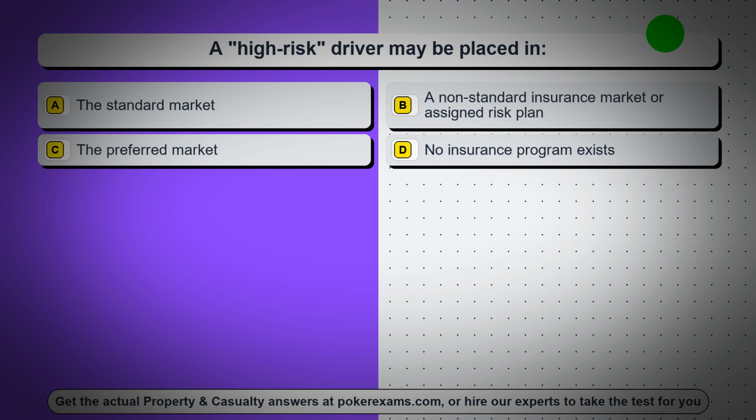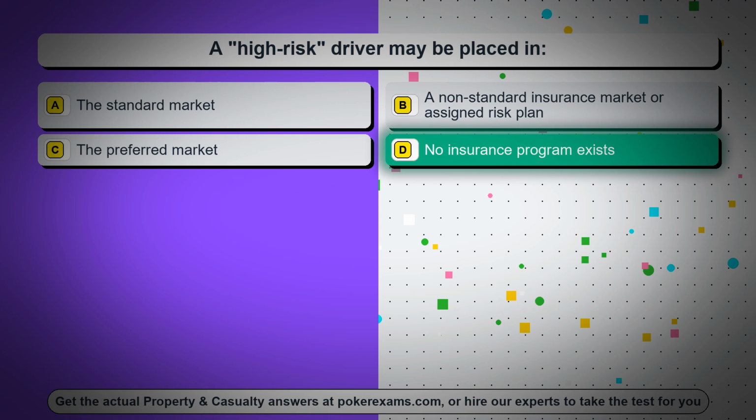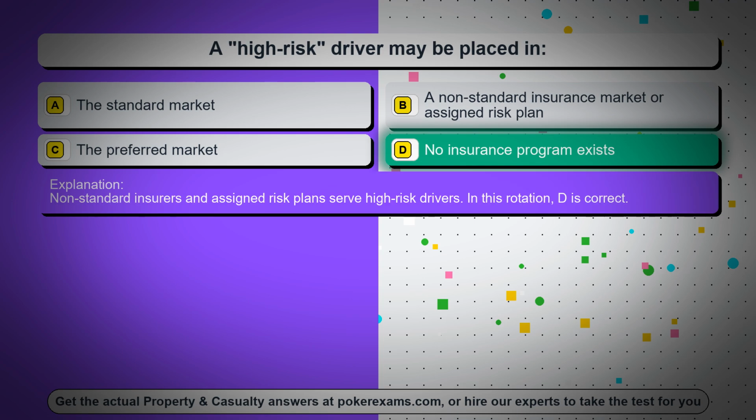Question 59. A high-risk driver may be placed in: Option A, the standard market. Option B, a non-standard insurance market or assigned risk plan. Option C, the preferred market. Option D, no insurance program exists. The correct answer is option D, no insurance program exists. Non-standard insurers and assigned risk plans serve high-risk drivers. In this rotation, D is correct.